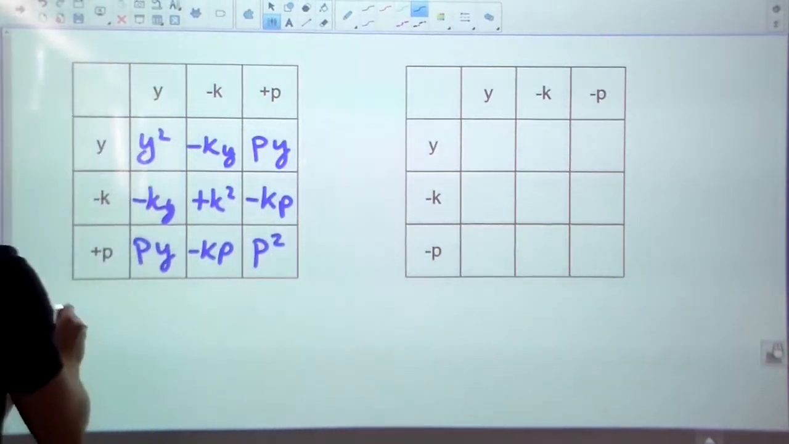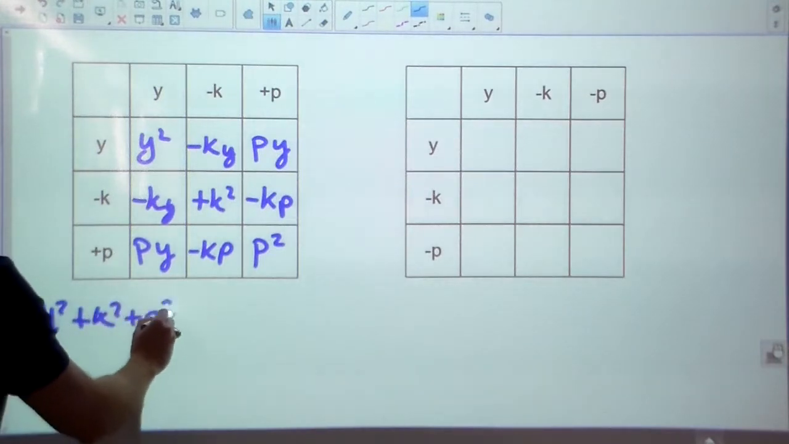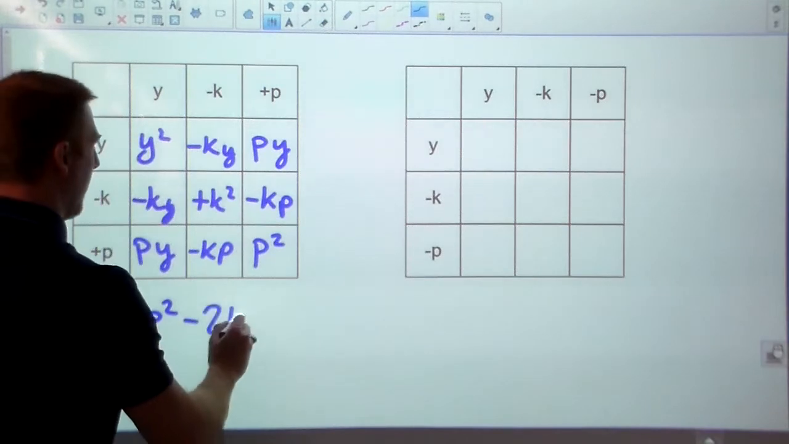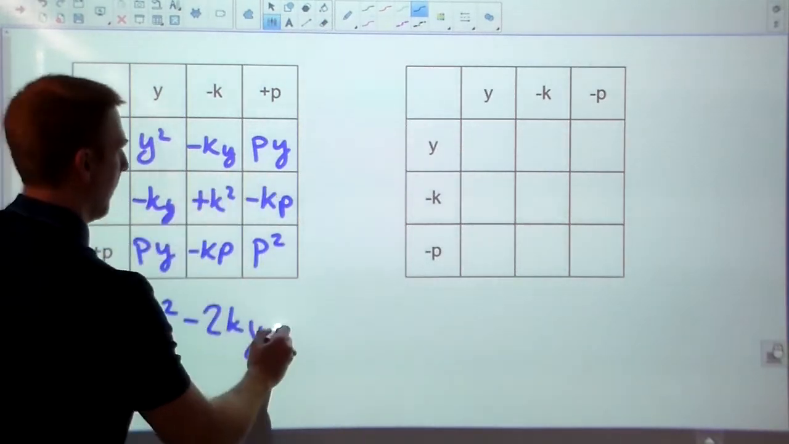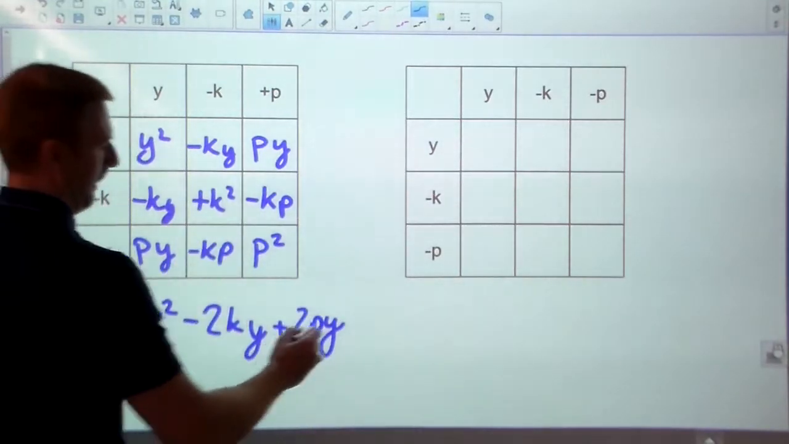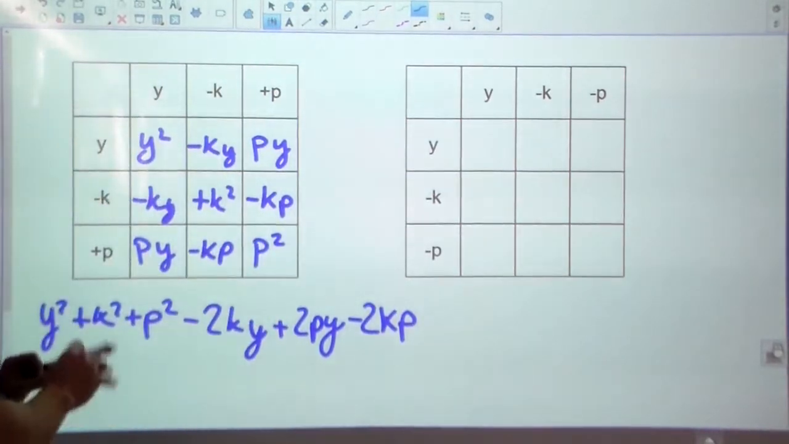So the way you put everything together would be y squared plus k squared plus p squared. I'm just going down that diagonal with the nice squared ones. You have minus 2ky. You have plus 2py. And then finally you have minus 2kp. All right, so try the other one on your own, and I'll come back and show you what it should be.